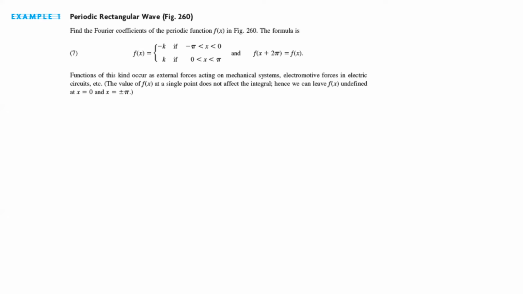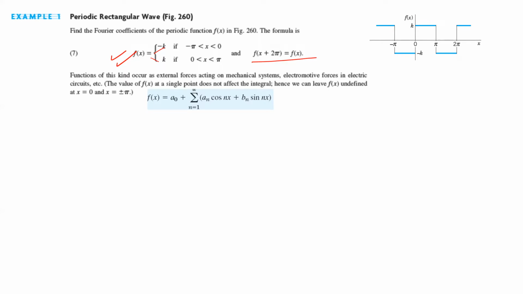So let's look at an example and find the Fourier series for the given function. The function given here is f(x) equal to minus k if x lies between minus π and 0, and f(x) equal to k if x lies between 0 and π. And this function is periodic with period 2π, that is f(x plus 2π) is equal to f(x). So we have to find the Fourier series for this function. f(x) here is this function.